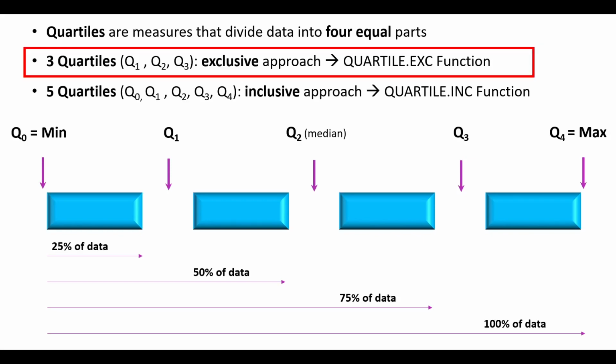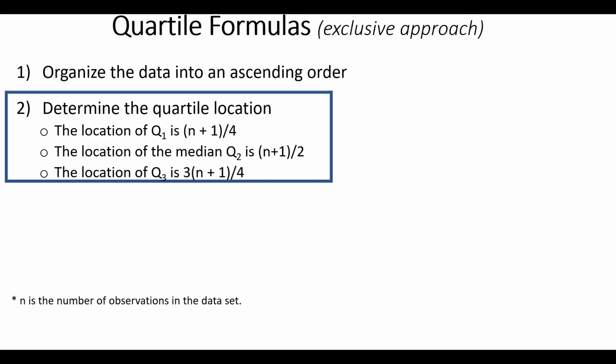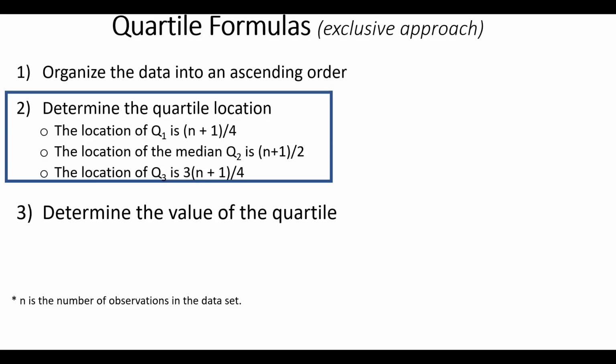However, the most widely used approach is the exclusive one, and we are going to discuss it further in our example. Here are the formulas behind the exclusive approach. Of course, first we have to organize the data into an ascending order, and then we can use the formulas to determine the quartile location. Here are the formulas, and after determining the quartile location, we can determine the value of each quartile. Now, we are going to discuss an example of how we can apply these formulas.